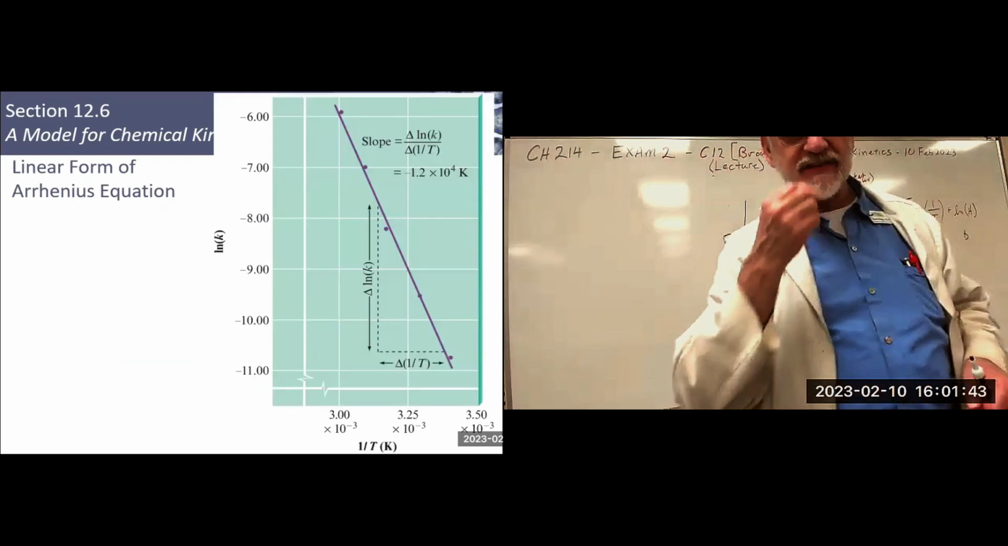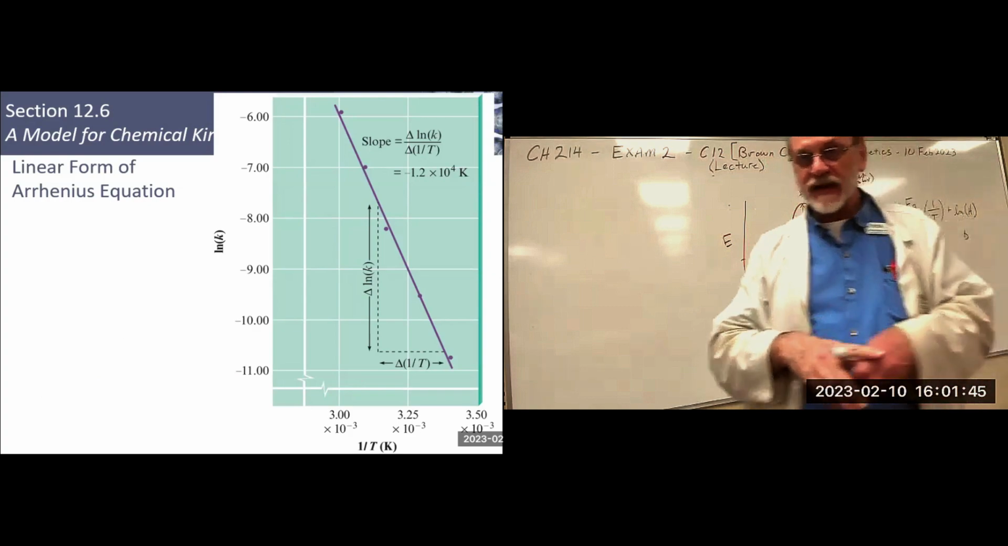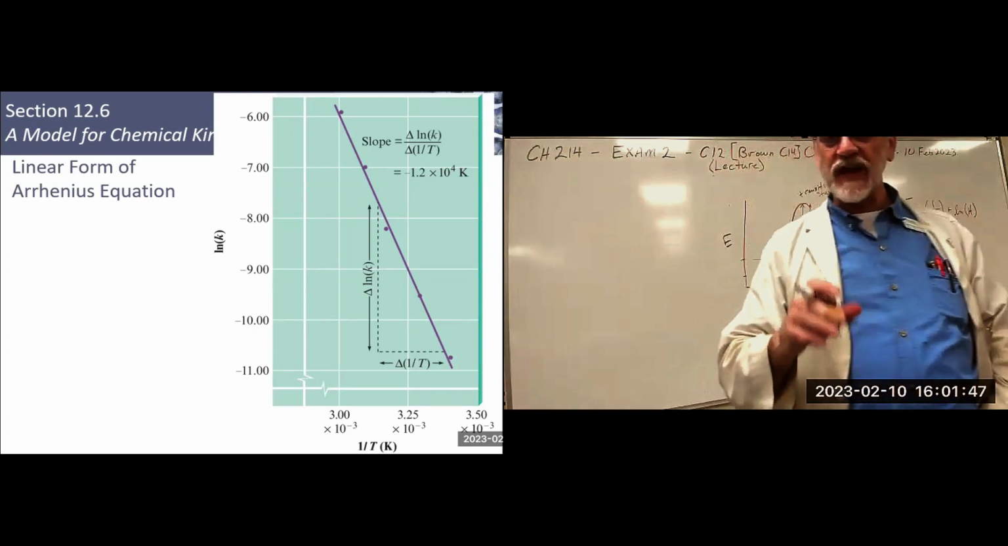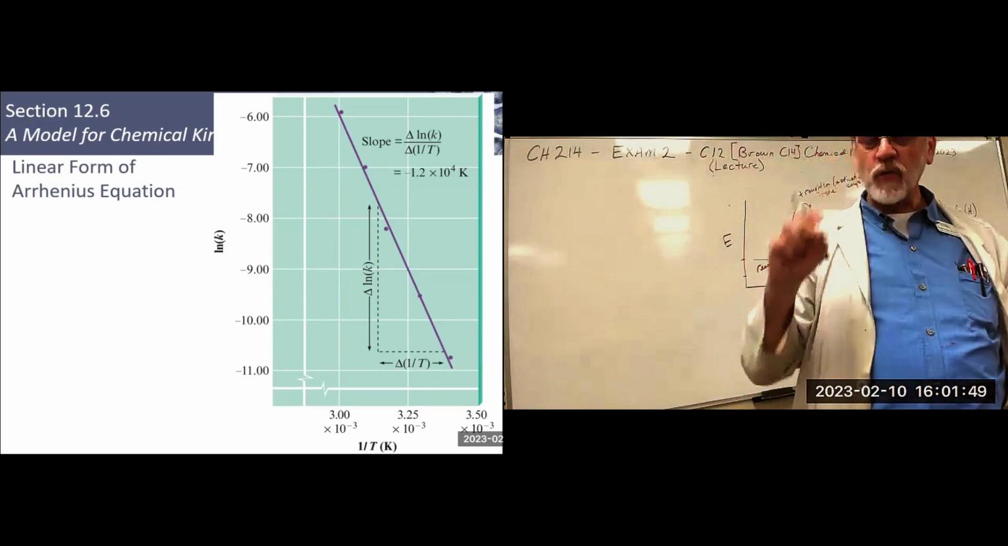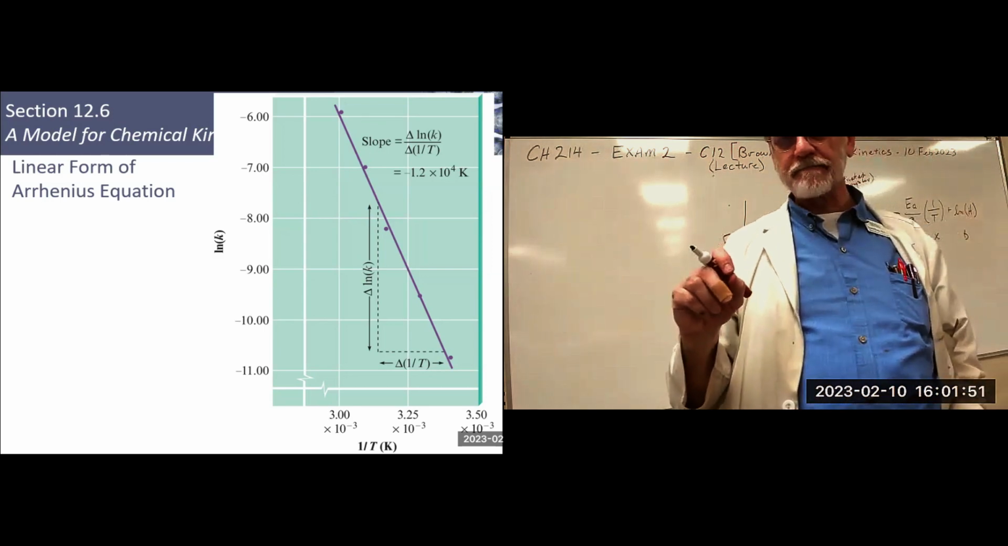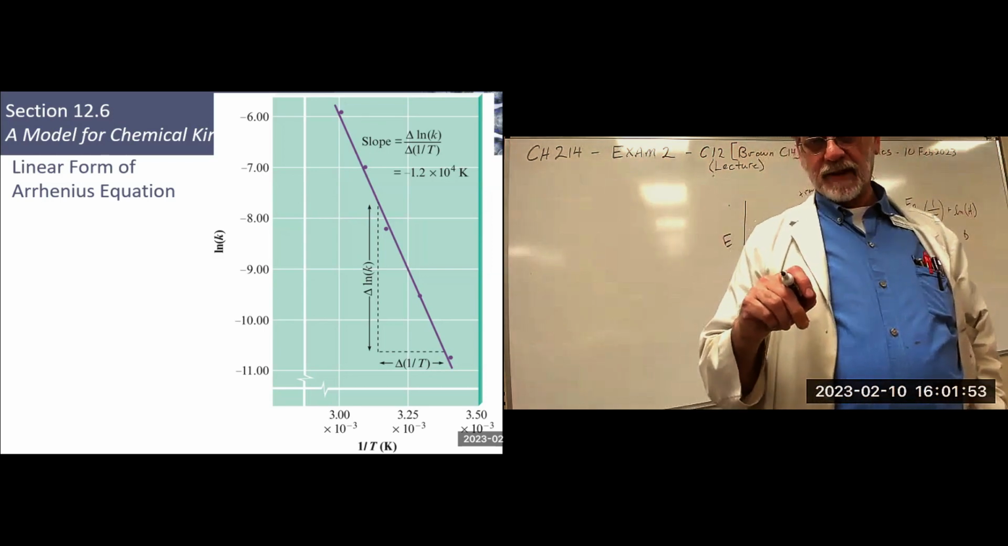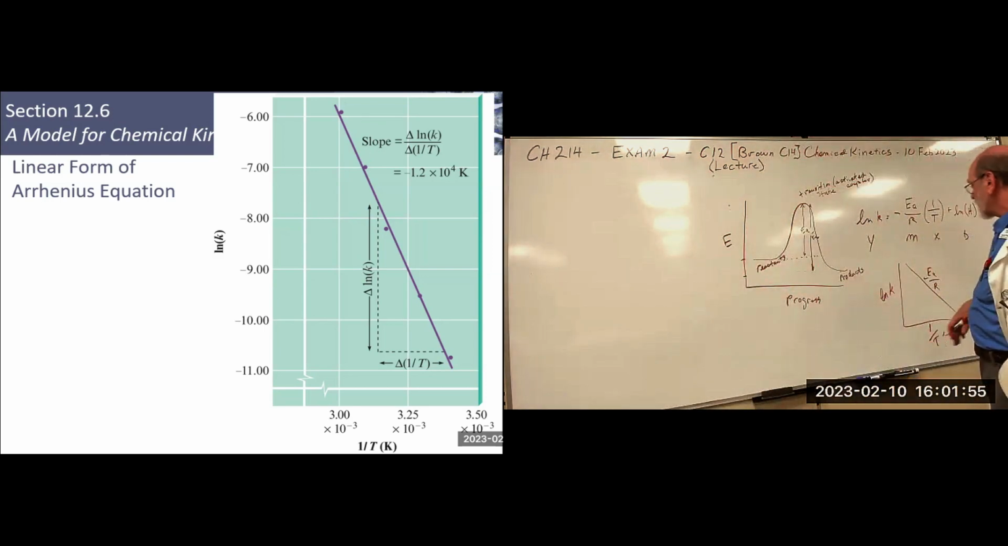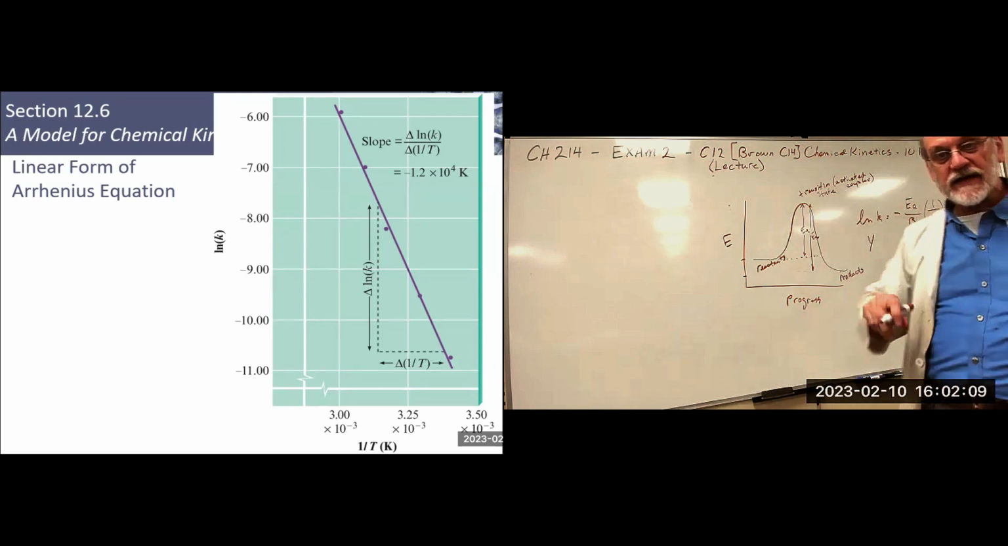All right, here's an example. In this case, the slope of the line is -1.2 times 10 to the 4th. And then we set 1.2 times 10 to the 4th equal to E sub A over R. It's a negative number, and a negative number equals a negative there, so the negatives go away. Then you take R, multiply it times that number, and that's your E sub A.